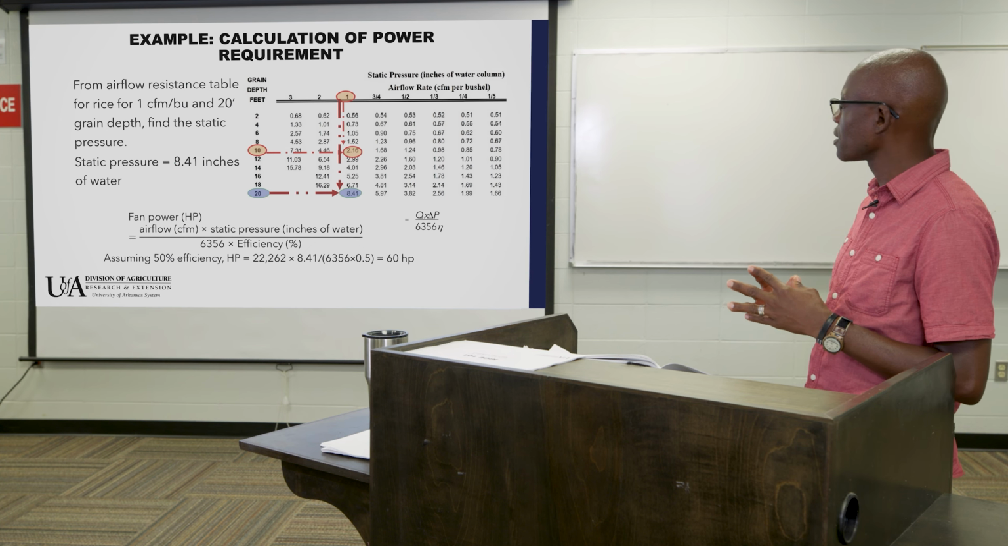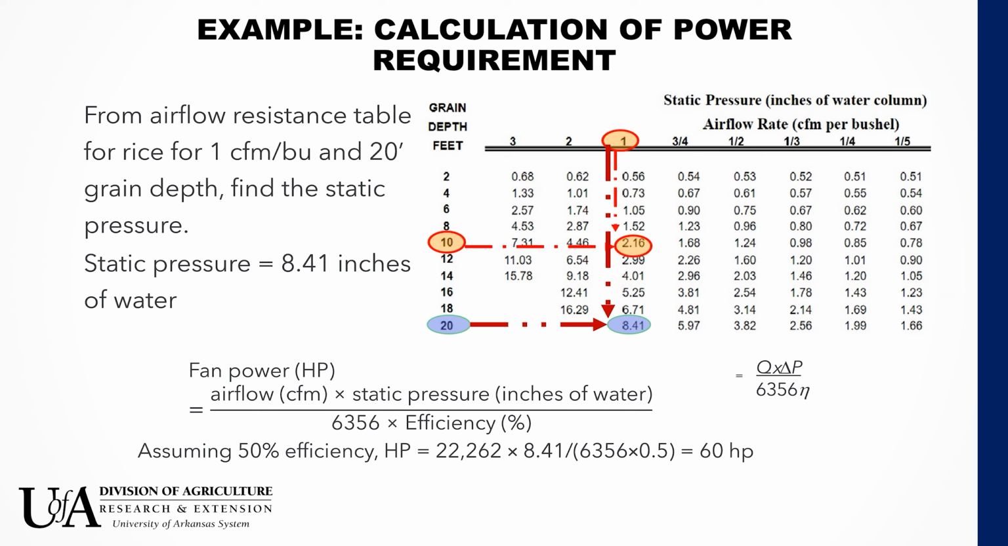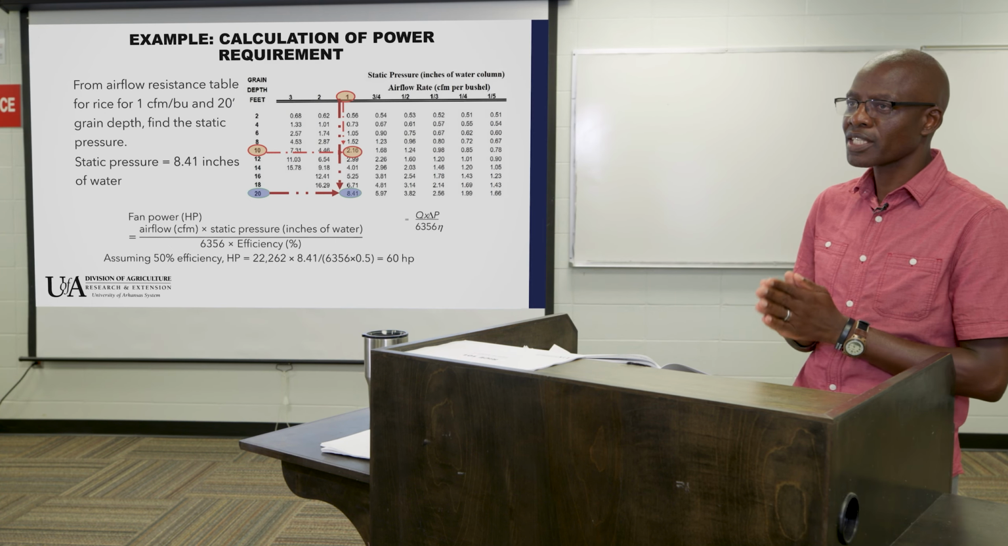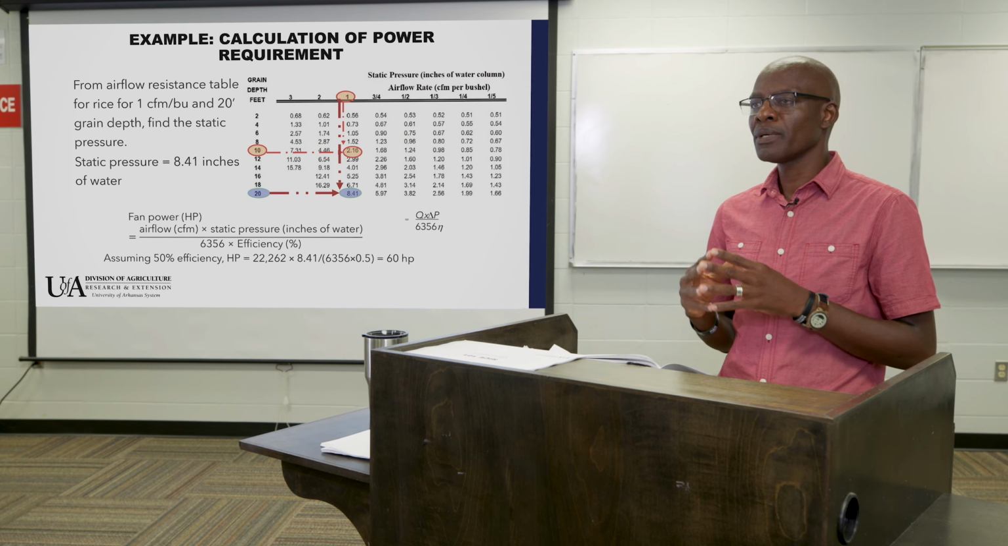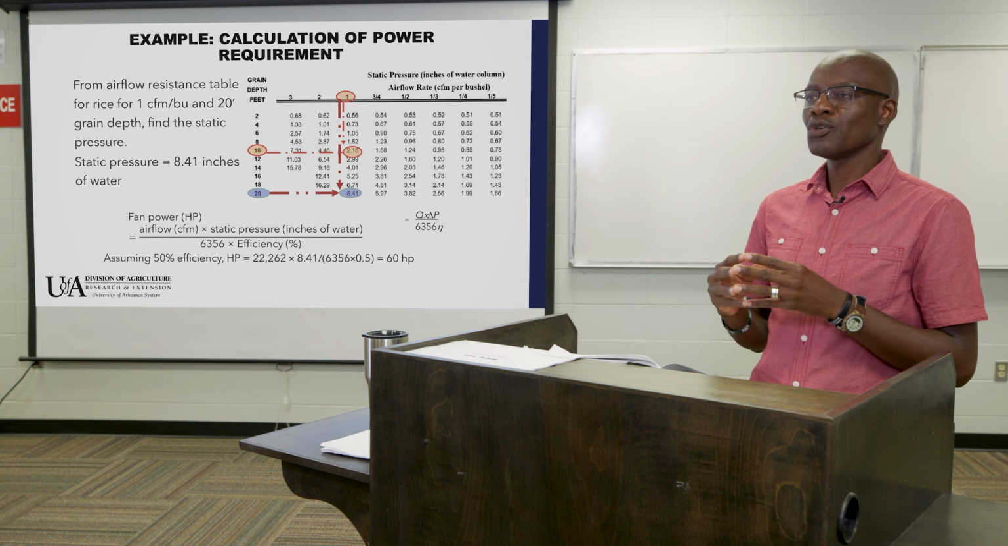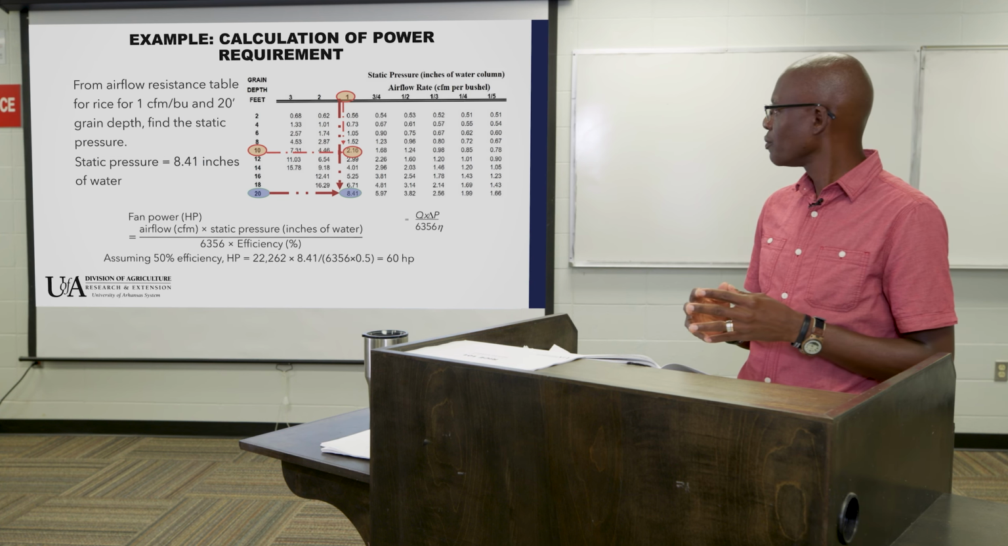Again, most fans will come with information on the efficiency. And so we find that we require a fan that can provide 60 horsepower to be able to overcome the static pressure in our system. We are faced with a choice of picking one fan that can give us 60 horsepower, or picking two fans that can give us 30 horsepower each, or using an axial fan or not. So there are various considerations that we need to go through.